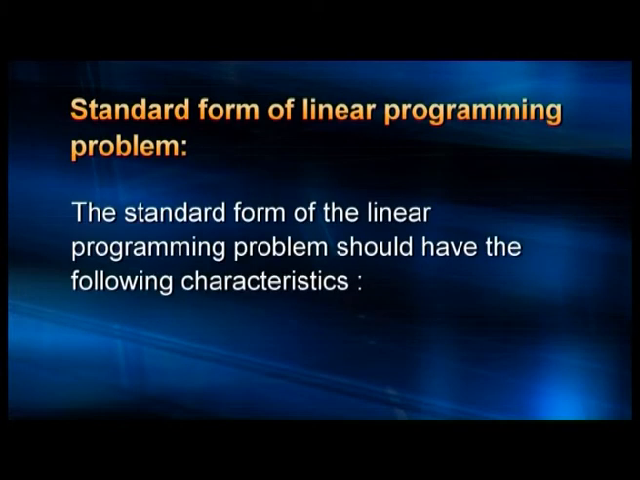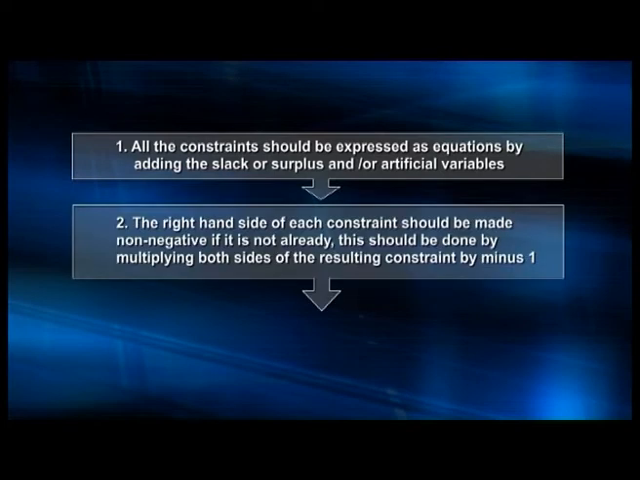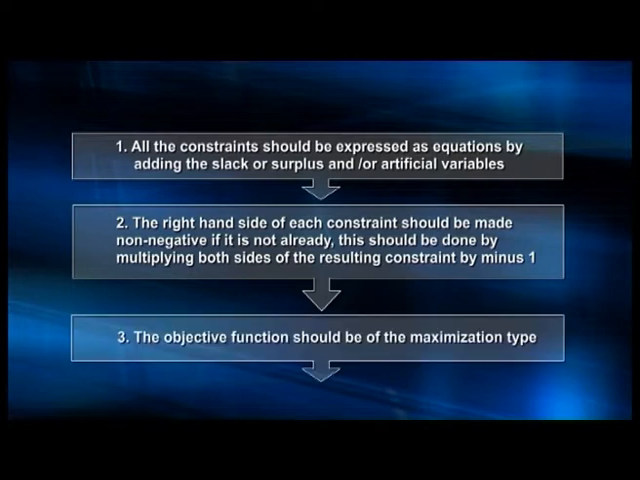The standard form of the linear programming problem should have the following characteristics. All the constraints should be expressed as equations by adding the slack or surplus and artificial variables. The right-hand side of each constraint should be made non-negative if it is not already. This should be done by multiplying both sides of the resulting constraint by -1. The objective function should be of the maximization type.